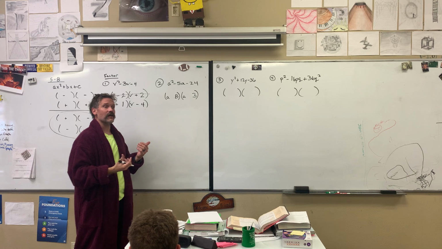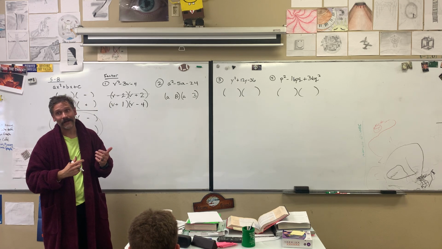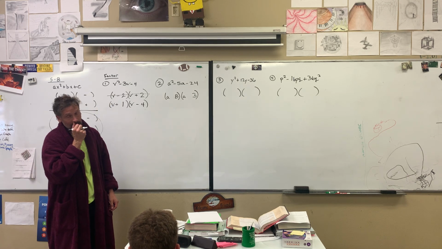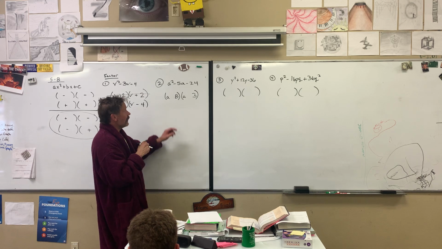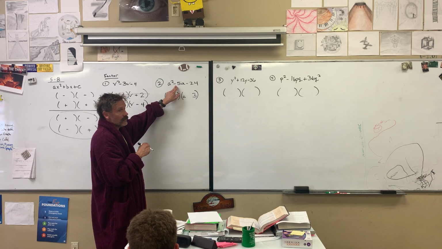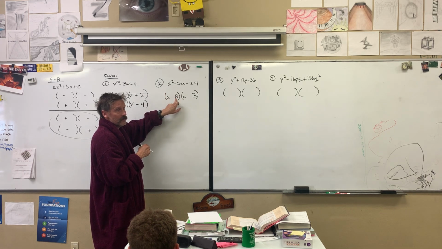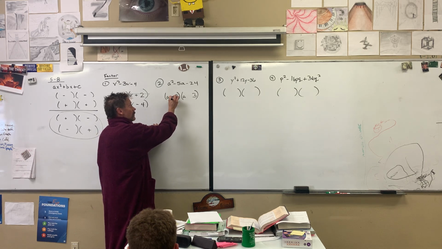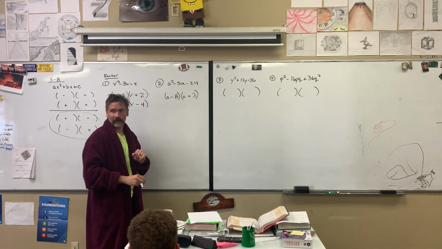Then the question just comes, is it a positive 8 or a negative 8? And then a positive 3 or negative 3. If the middle term is negative, make your larger number negative. So that would be a negative 8 and a positive 3 like that.